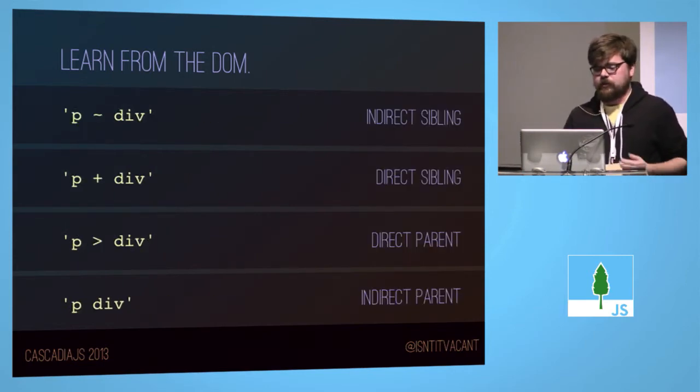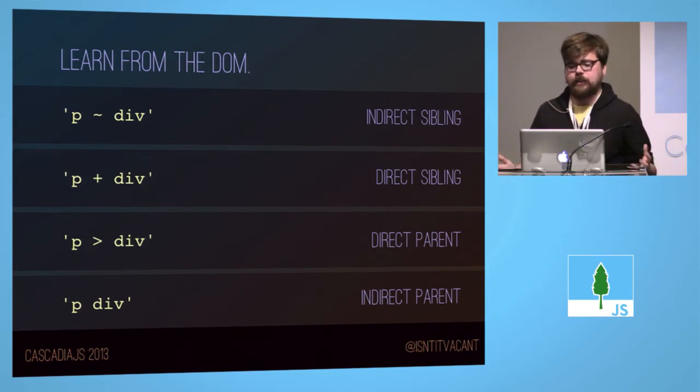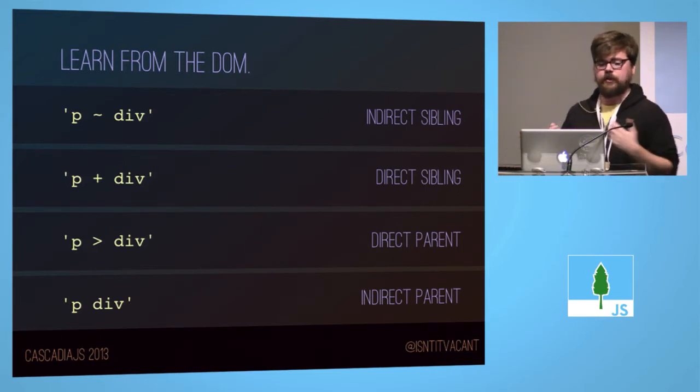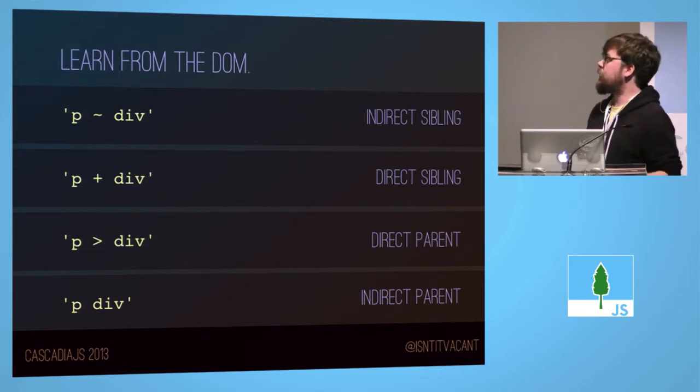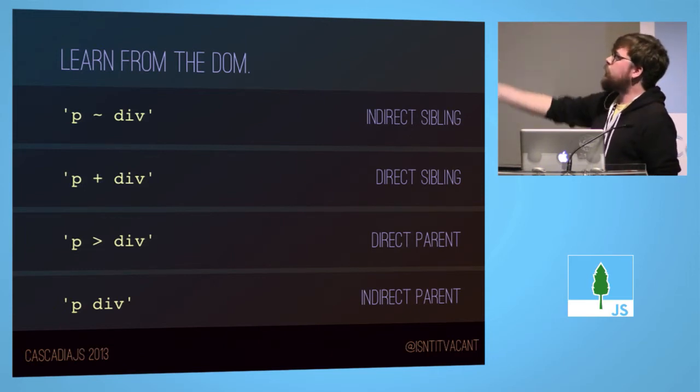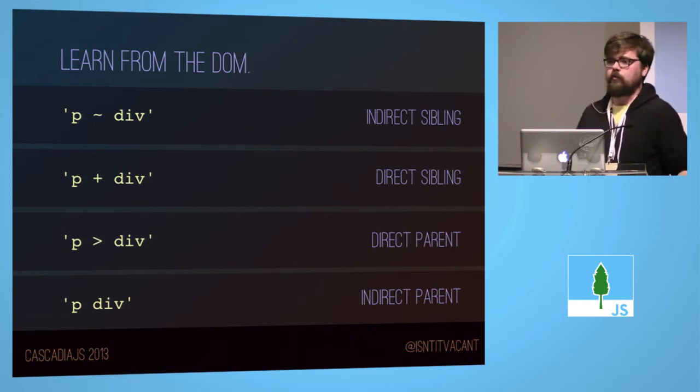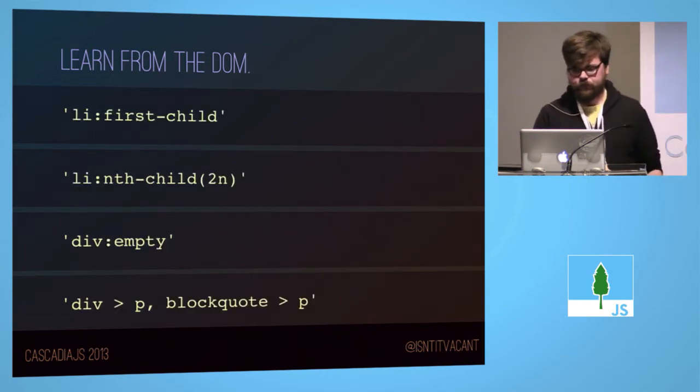It's best to read these selectors from right to left. That's how they're executed. The first test passed, then we traverse to the next test, all the way to the left of the selector. So we go from the div to the p, and those operators in between tell us how to get there and when we can't match.